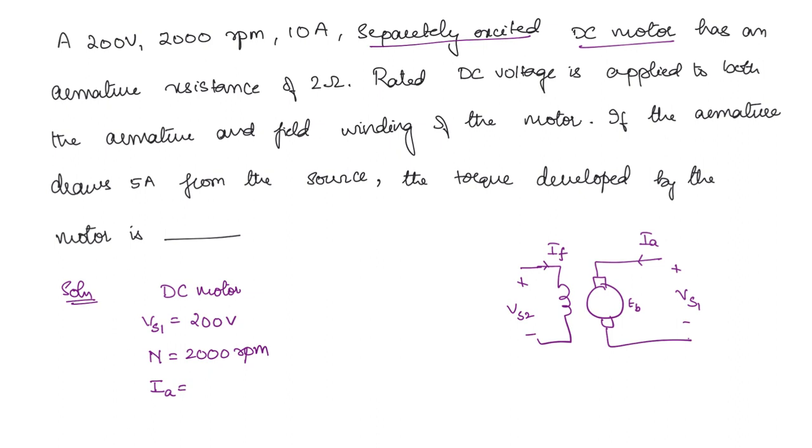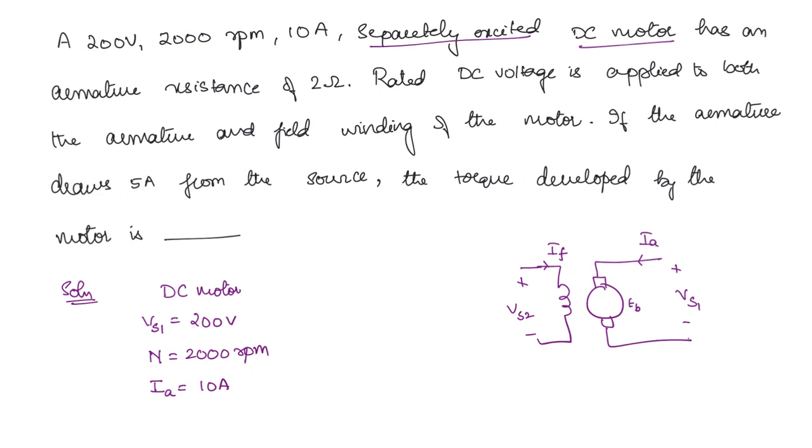If it is shunt motor, then what will happen? This is the circuit for shunt motor. So this will be the supply current and this will be the armature current. So both are not equal. Here supply current is the same as armature current. So this is given as 10 amperes.